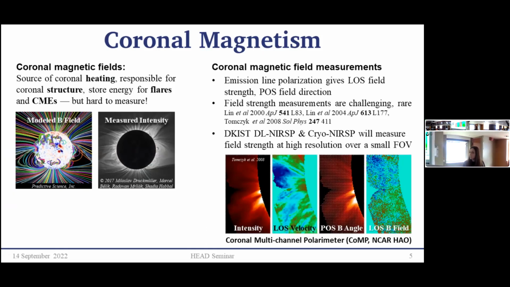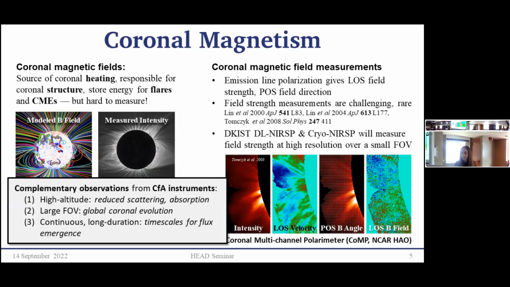The left here just summarizes what I already said. Coronal magnetic fields are really important for understanding everything that happens in the corona. Unfortunately, they're really hard to measure. One promising way of measuring them is to measure emission lines in the infrared and visible. This can provide, in theory, line of sight magnetic field strength and the plane of sky field direction. But the measurements are really challenging because the signal is very weak.